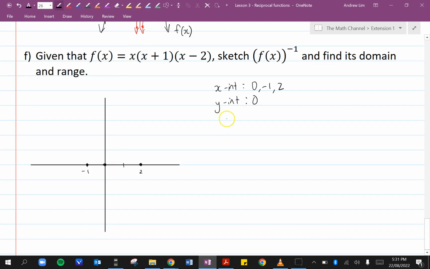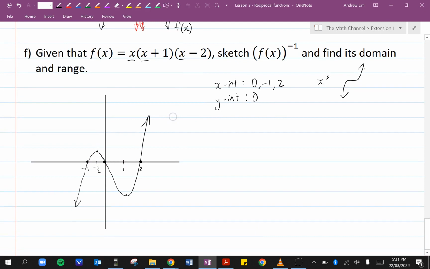Now we need to graph the shape. When we expand this out, we've got x times x times x, which is x cubed, which we know is going to be this shape. So we know we're going to start down here, go up, and then back down, and then go back up. It's going to look something like this. Now, we are not too sure exactly what the y values of these are, because we haven't learnt that yet. The turning points might not be at x equals minus half and x equals 1, but it's around there.